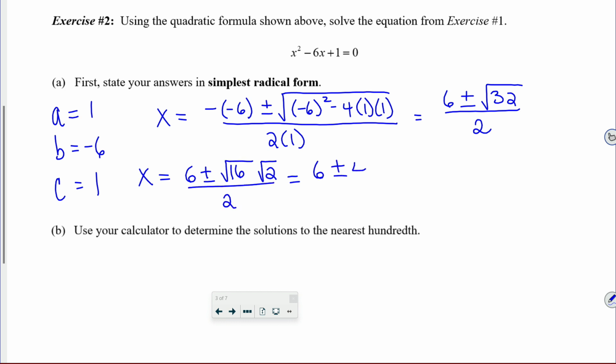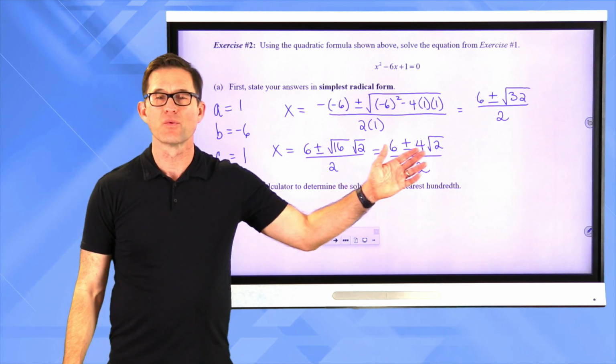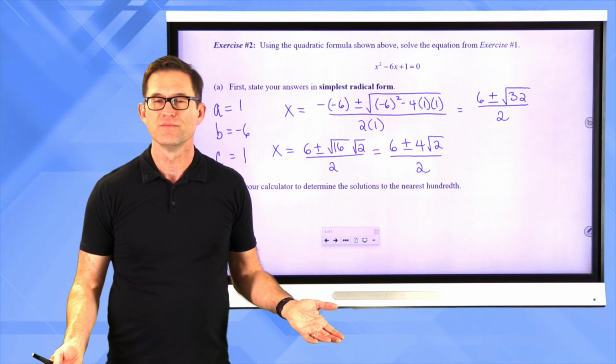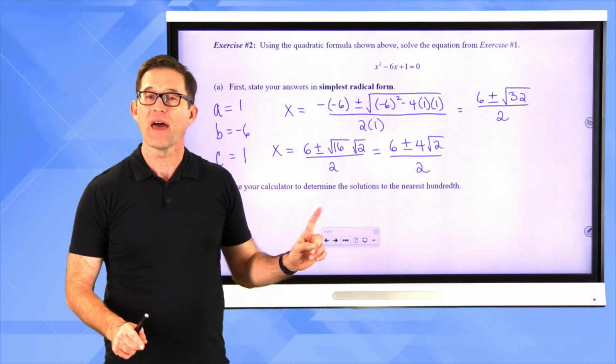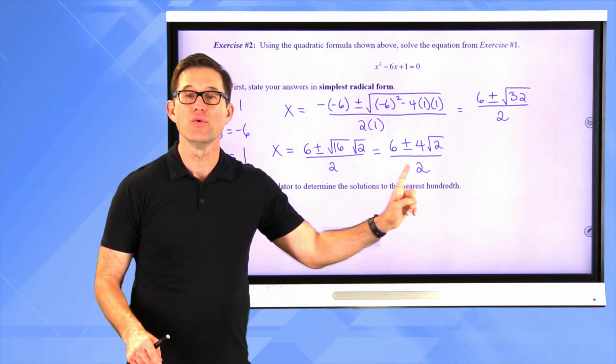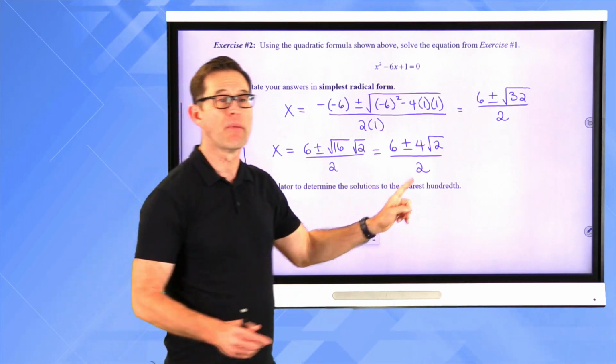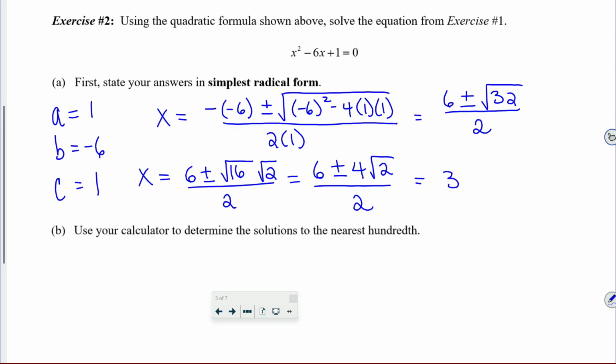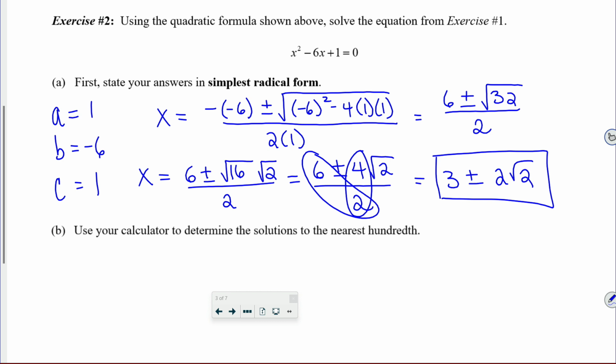I'm going to make the square root of 16 into 4. Now, I want you to almost view the 4 times root 2 as being like 4x. And I want you to keep in mind that division by 2 distributes. So 6 divided by 2 is going to be 3, and 4 divided by 2 is going to be 2, right? So I get 6 divided by 2 and 4 divided by 2, and I get 3 plus or minus 2 times the square root of 2.